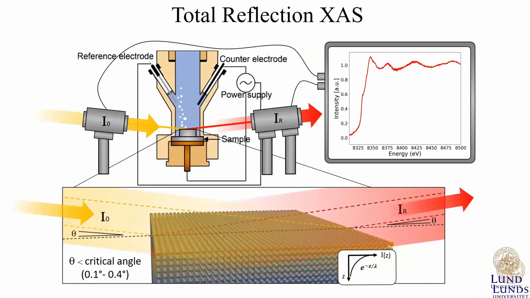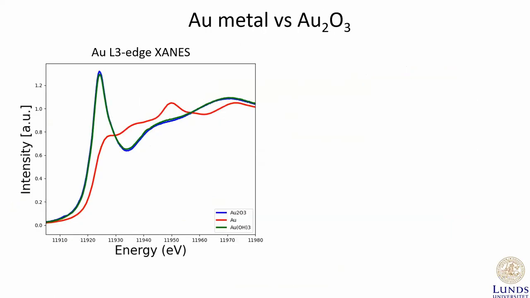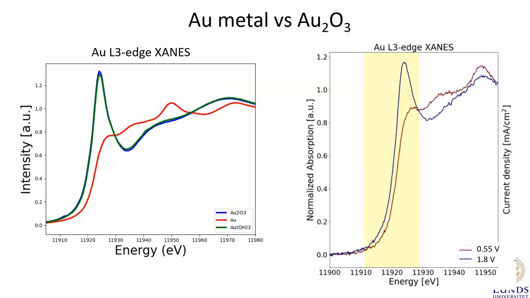So what we do instead is that we go to the critical angle and measure the reflected beam. The absorption from the reflected beam is then sensitive only to about 5 nanometers on the surface. And then we look at what's going on here. If we look at the gold M3 edge, these energies here, and we look at the references, then we see that the gold metal looks like this, and gold oxide looks like the blue one. We also bought a gold hydroxide reference sample. I think we were scammed. It looks exactly the same. It was very expensive also.